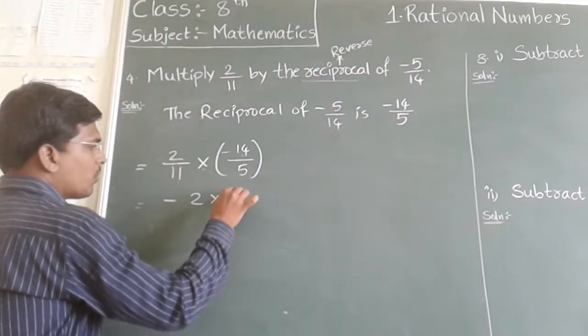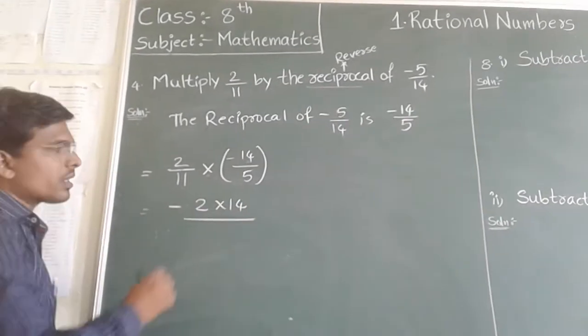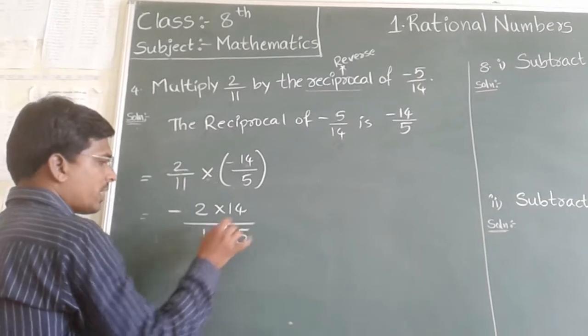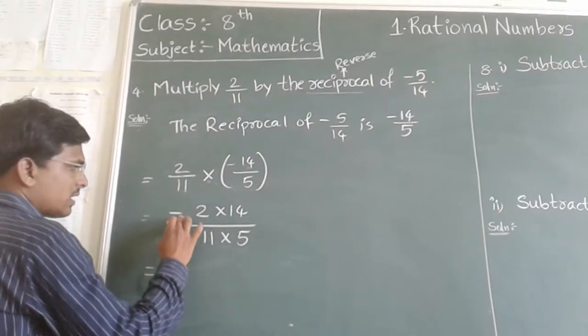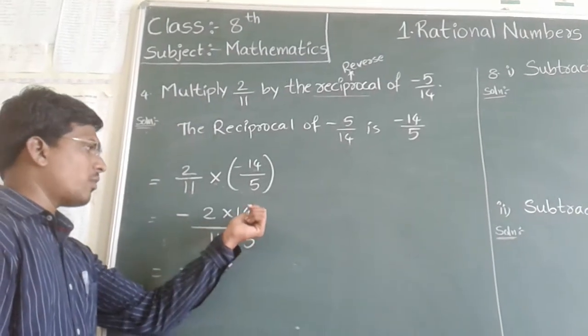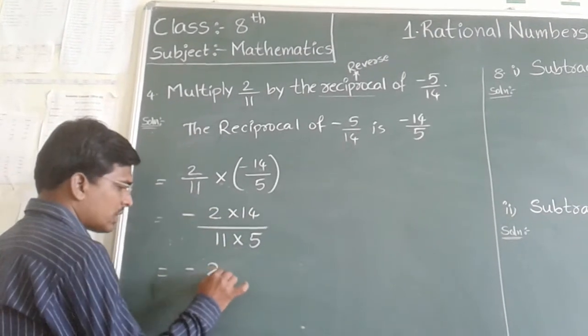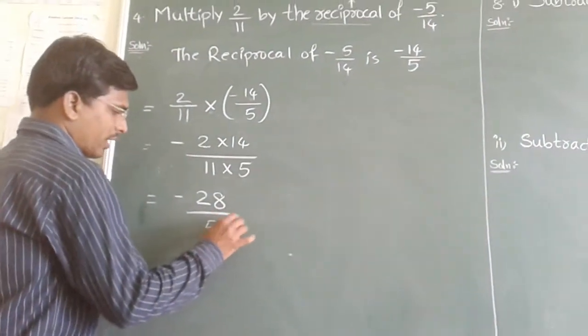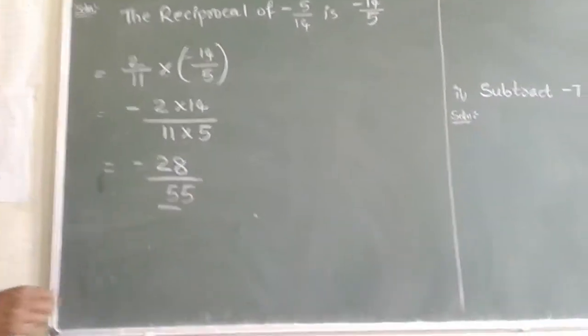Next multiply numerators: 2 into 14, divided by, multiply both the denominators, 11 into 5. See, 2 14s are, if you don't know, you can read from the 14 table. 14 2s are how much? 14 2s are 28. 11 5s are 55. This is your answer.